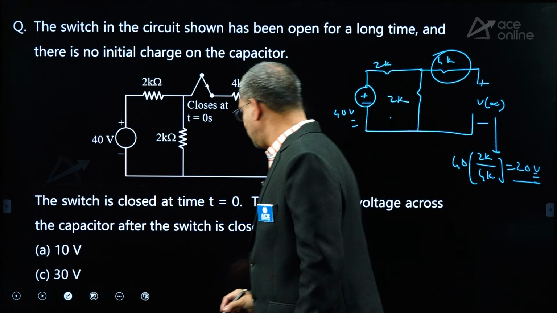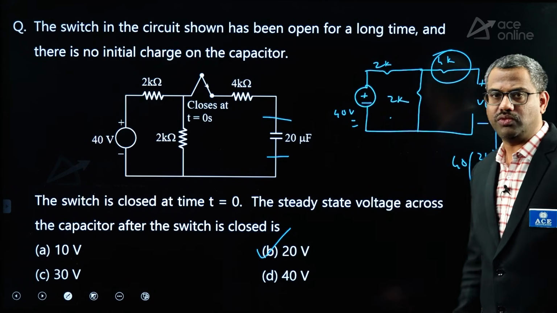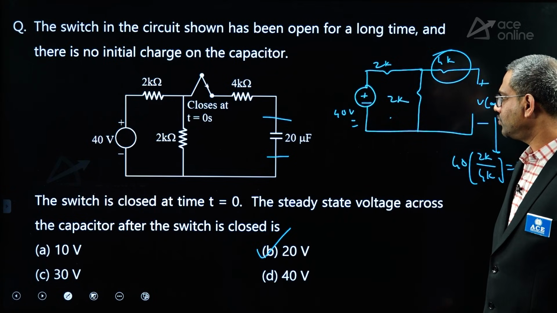The answer is 20 volts, two equal resistors. Okay.